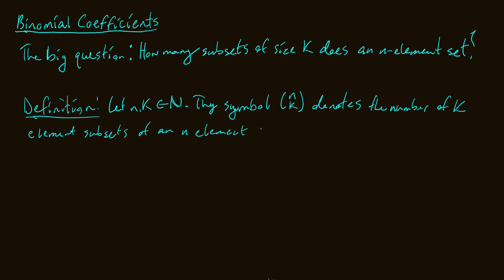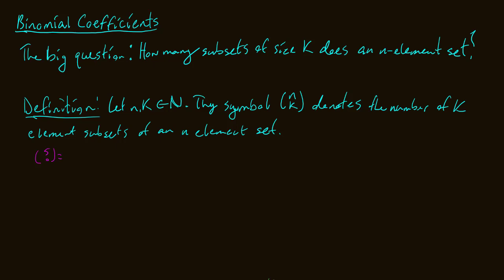Now, there is a formula for this. There's an equation, and we're going to get to that a little bit later. First, I would like to just do some examples. Let's do some case analysis. Let's think about 5 choose 0. So what that means is the number of subsets of size 0 of a 5-element set.